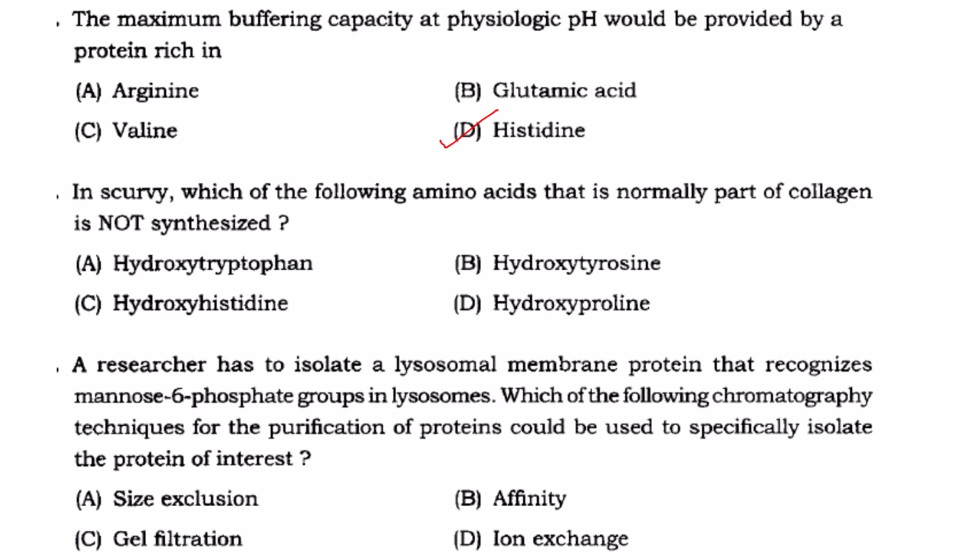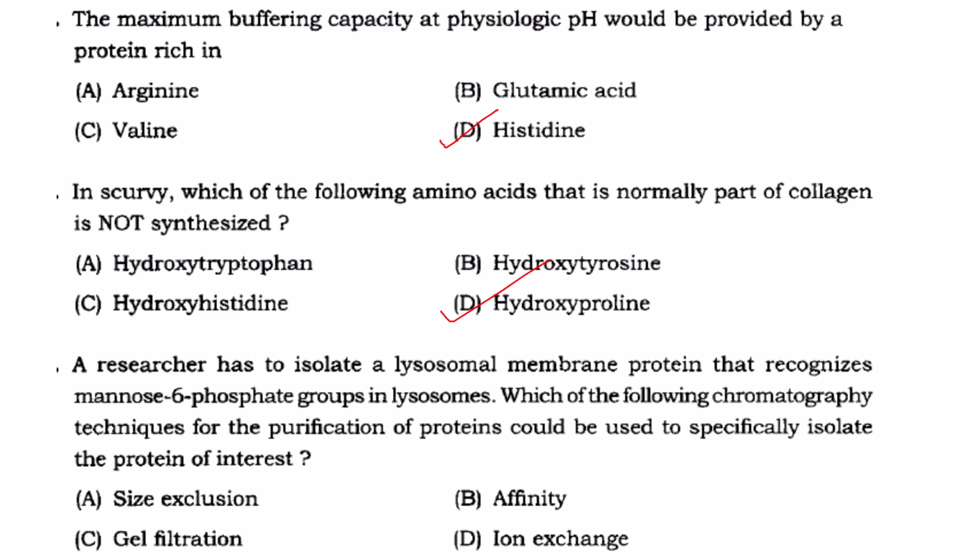Now in scurvy, vitamin C is not available in sufficient amount. So the enzyme proline hydroxylase cannot function properly. It will not be able to convert proline to hydroxyproline. So which of the following amino acid normally part of collagen is not synthesized? It is hydroxyproline. Okay, so the answer is option D.